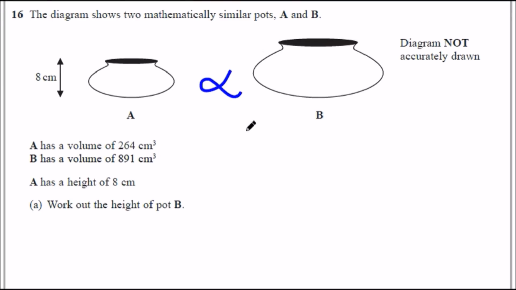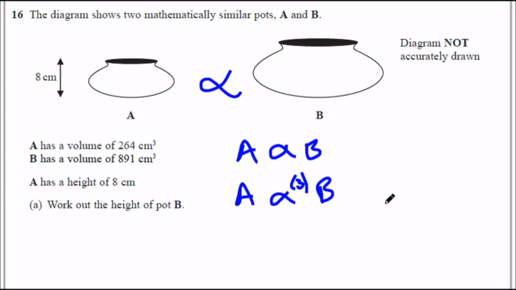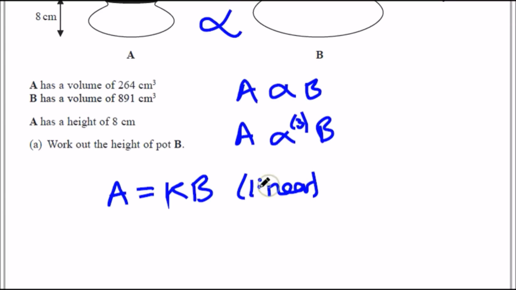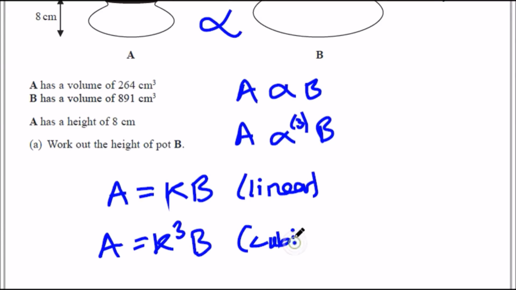We can say firstly that A is proportional to B in terms of height, and A is proportional to B in terms of cube. So what this means, the first equation, we can say that A equals some scale factor K times B. This is a linear relationship because it's one length. And then the second one, the volume, would be A equals K cubed times B. So this is a cubic relationship.